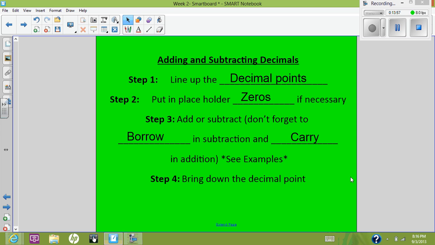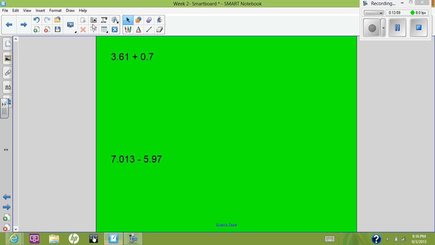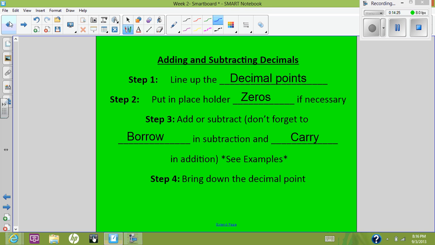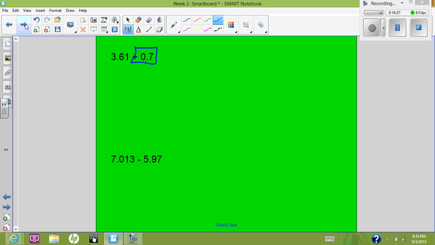Flip that paper up, and you should see a paper underneath that that has these two sample problems on it. 3.61 plus 0.7 and 7.013 minus 5.97. We're going to start with this first one, and I want you to line up these numbers vertically. So take the second number in your problem and slide it right underneath the first, making sure to line up the decimal points. Remember, in our notes, step 1 is line up the decimal points.